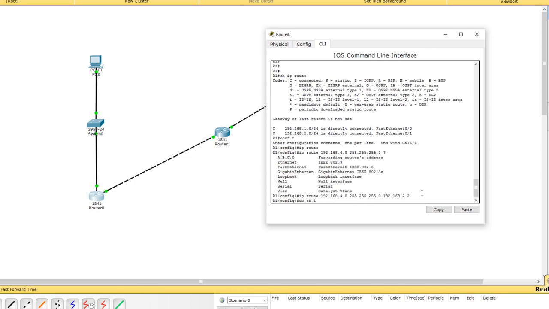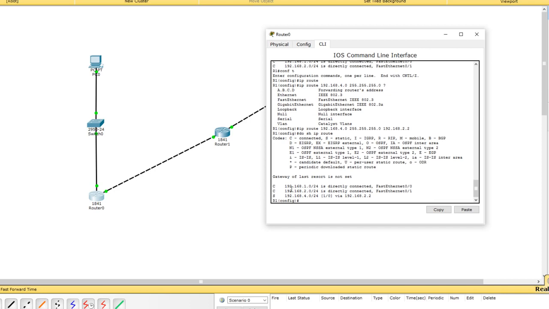So do show IP route. You will see that this routing table got a new entry, and it says S. What does S mean? If you look at this legend here, S stands for static, right? And it says 192.168.4.0, please send it to 192.168.2.2.